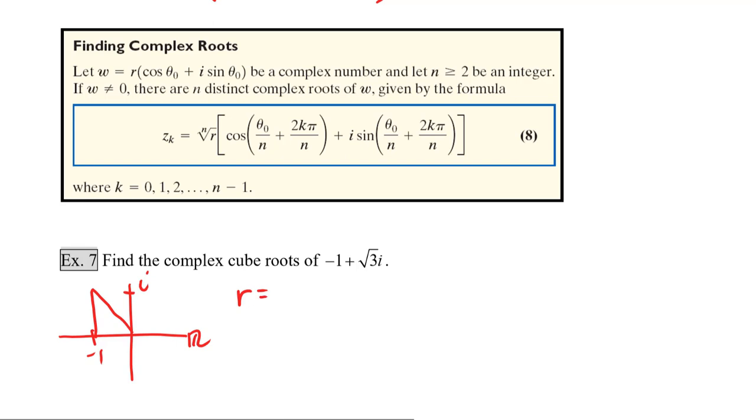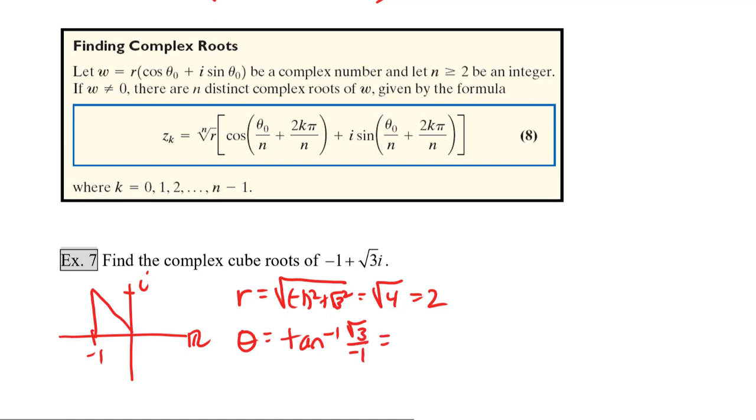My r is going to be equal to the square root of negative 1 squared plus the square root of 3 squared, which is equal to the square root of 4, which equals 2. My theta is going to be the inverse tangent of y over x, or the square root of 3 over negative 1, which is going to be the inverse tangent of negative root 3, which is going to give me negative pi over 3. That's in the wrong quadrant.